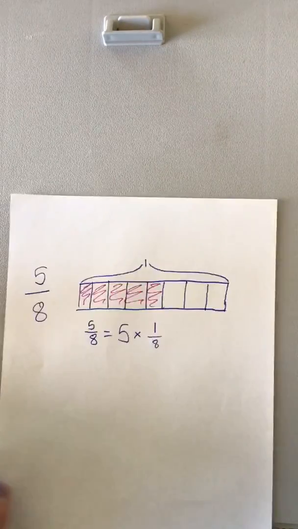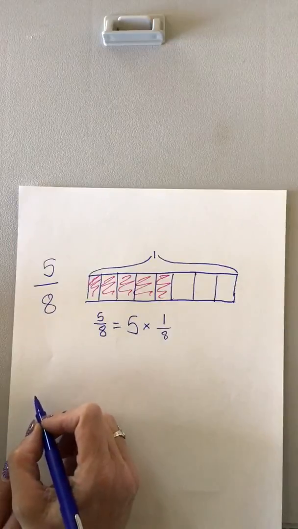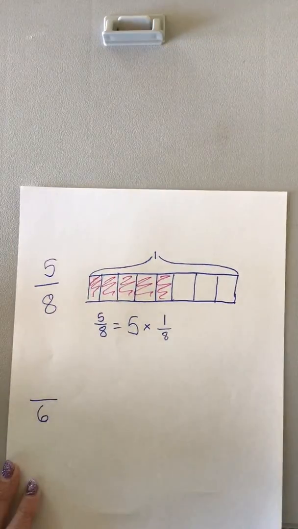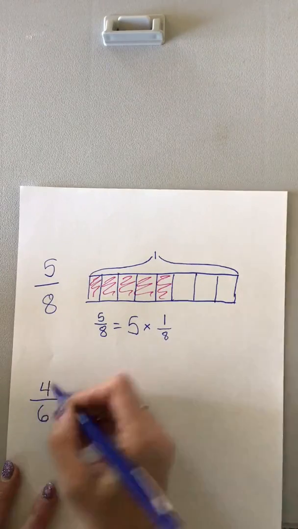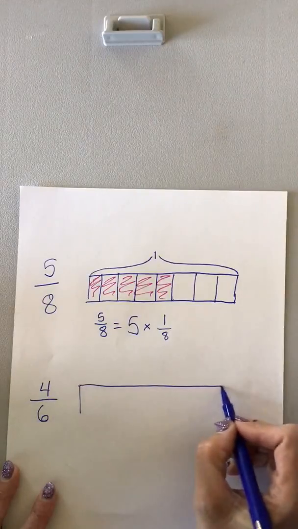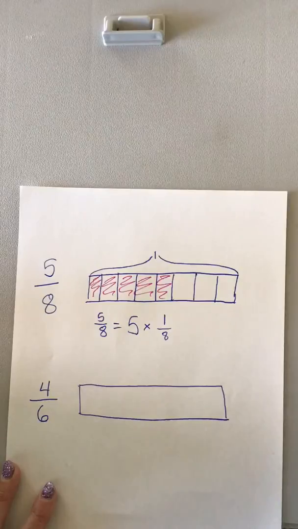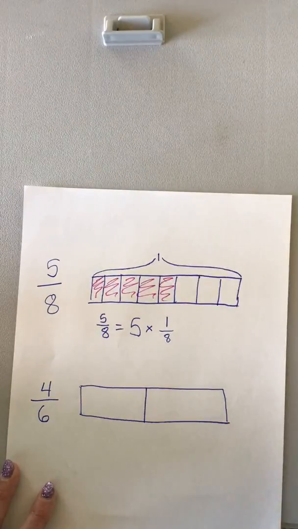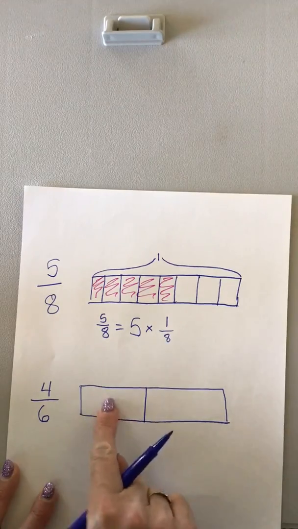Okay, let's do one more. Let's do 4/6. Okay. All right, boys and girls, let's draw the tape diagram to represent 4/6. Okay, 6 is a little trickier. It is an even number, so I can divide my tape diagram in half, but I need to make this smaller. I need to make this 3 and a 3.